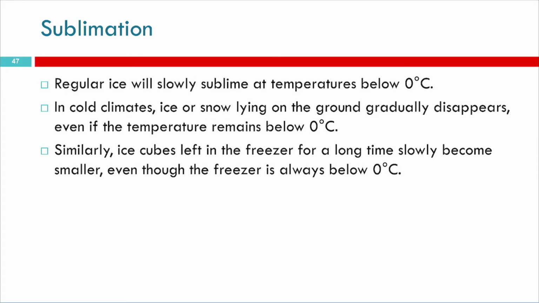You know that regular ice actually will sublime at temperatures below 0 degrees C. In cold climates, ice or snow lying on the ground gradually disappears, even if the temperature remains below 0. It's sublimation. Similarly, ice cubes left in the freezer for a long time slowly become smaller, even though the freezer is always below 0 degrees C. This is one that we're maybe not as familiar with, but it does occur. If you've ever left ice cubes in the freezer for a long time, I have before, and come back and wondered, why are they so small? This is why.